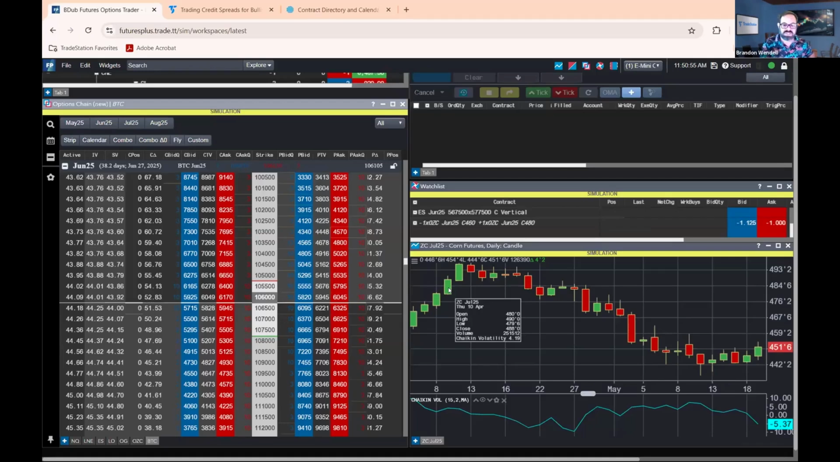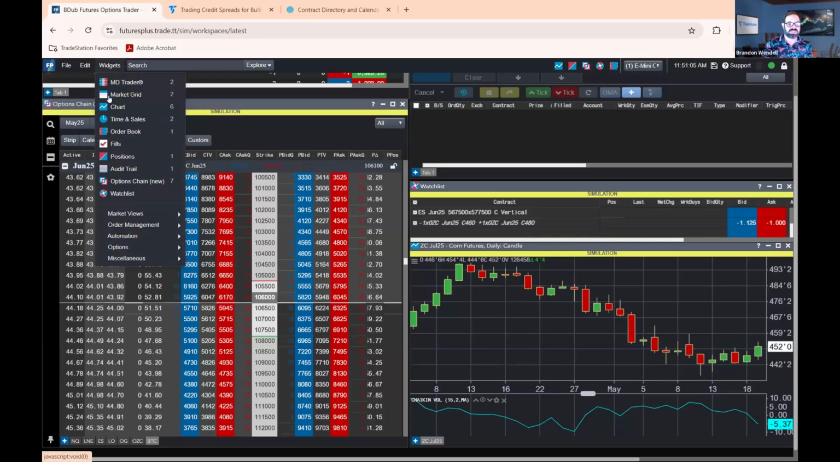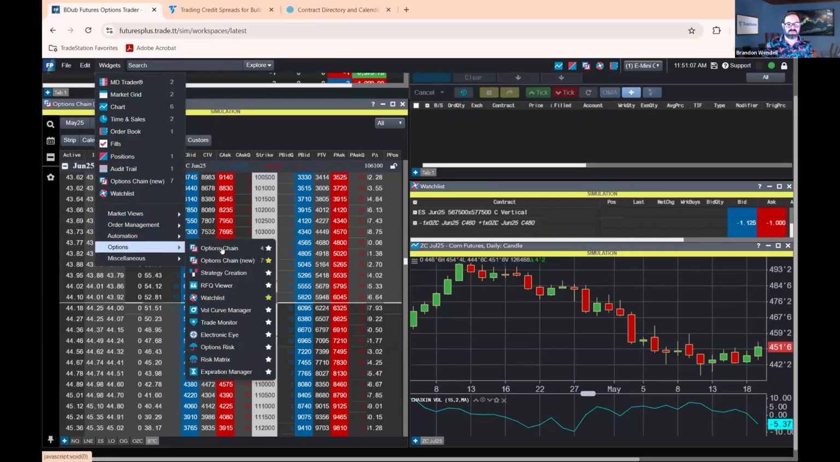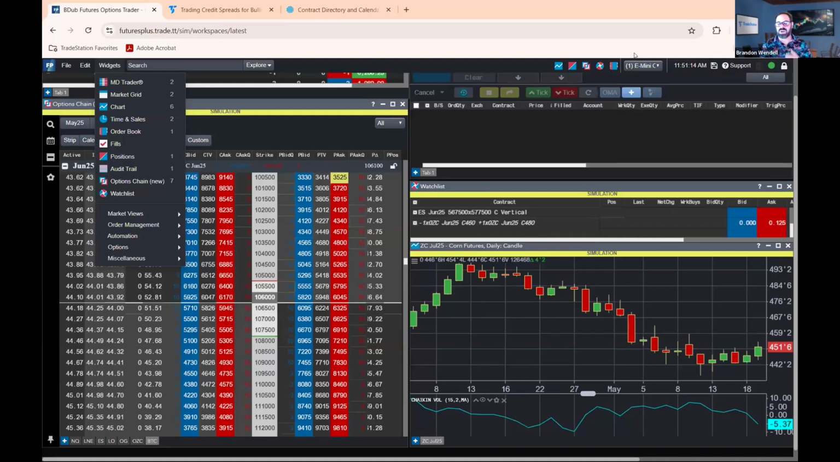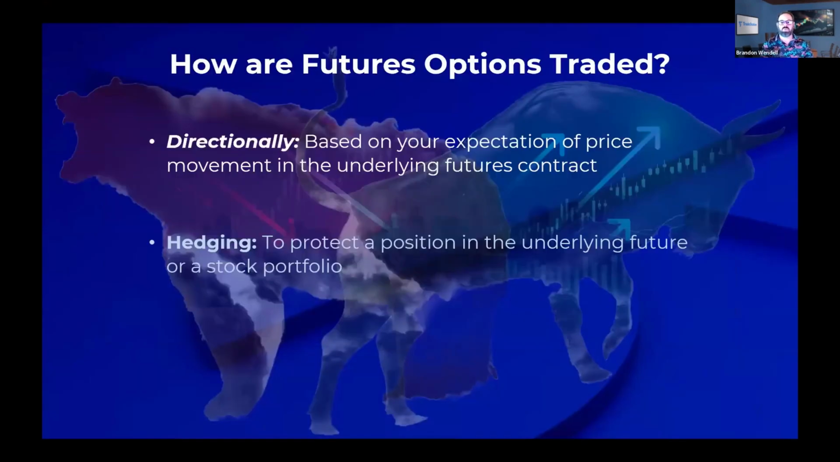Again, I'm using TradeStation and Option Station Pro because I'm very versed in it, but there's a lot of tools that are here. And again, there's charting, and right here, if I go to widgets, there's a lot of different tools I can use for options. You know, we have RQF Viewer, we have Curve Manager. You can look at a whole bunch of different things. And that way you can actually do your analysis on options on futures on this platform. So it's just a matter of what you're comfortable with.